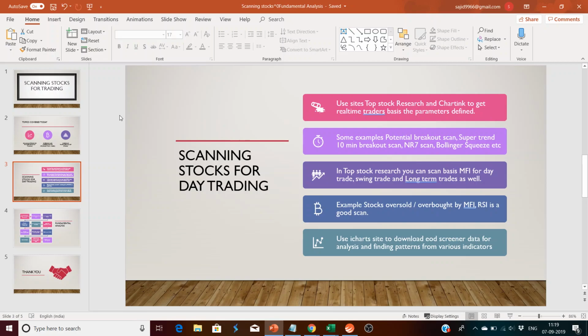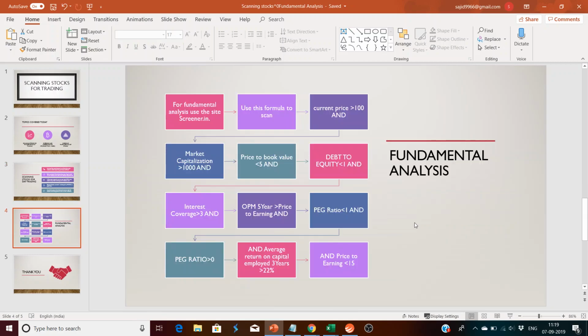So let's go to the next topic, which is a most important topic, but not widely used. It is only used by investors and not traders. Mostly we use technical analysis, but yes, you should always know how to analyze stocks fundamentally as well. So I've given a list of things which you can actually use as a formula to analyze any stock. And where do you use this formula? I will take you to that site.